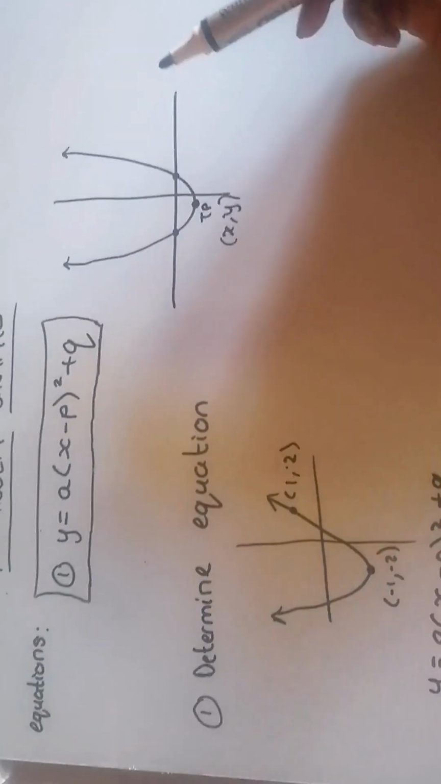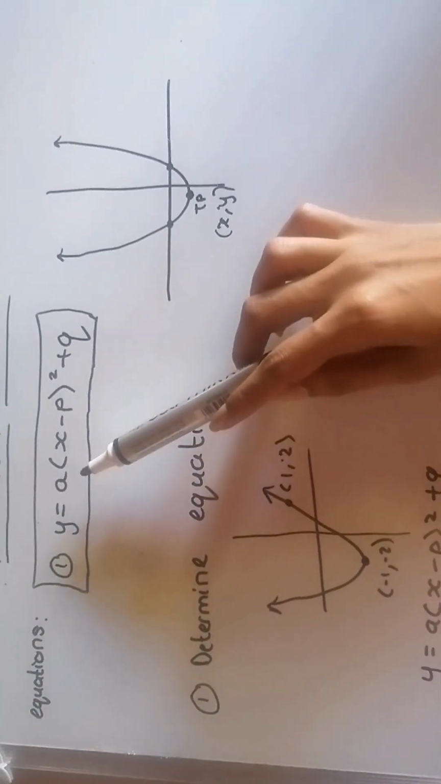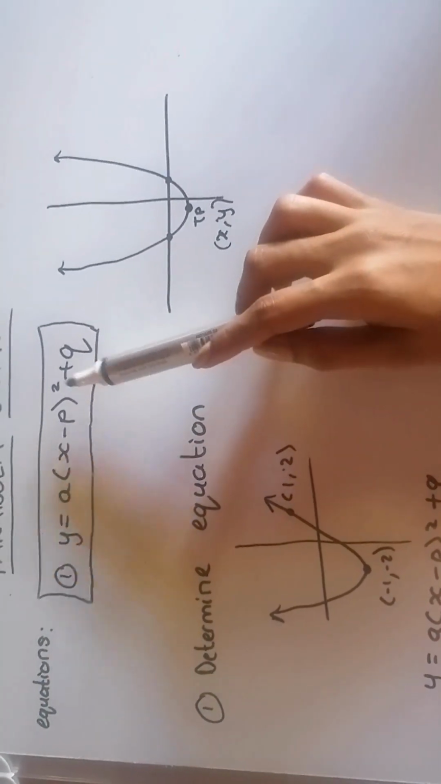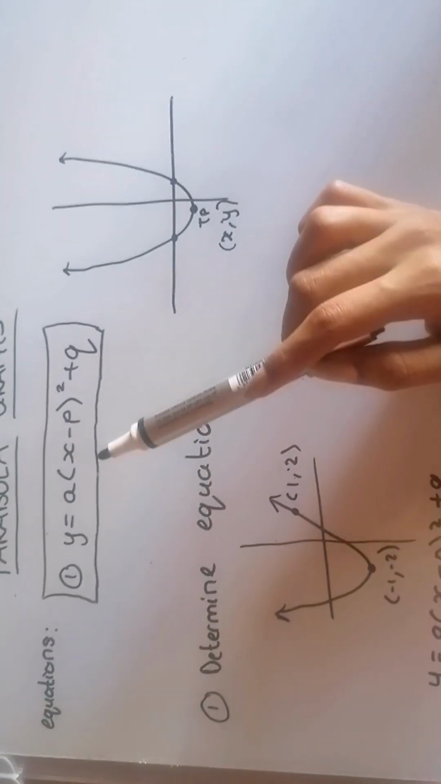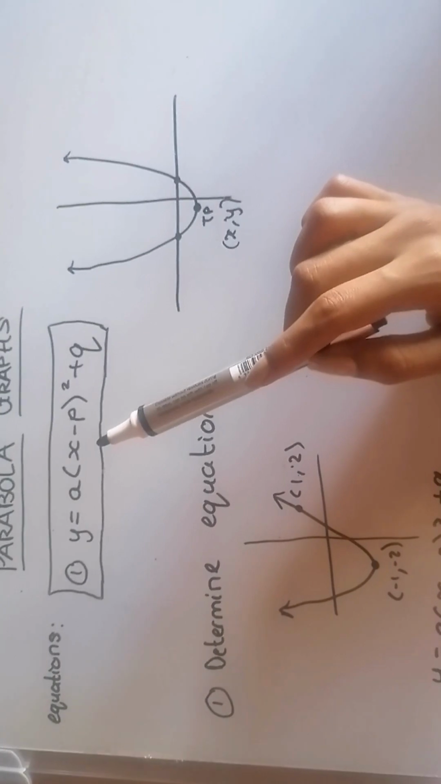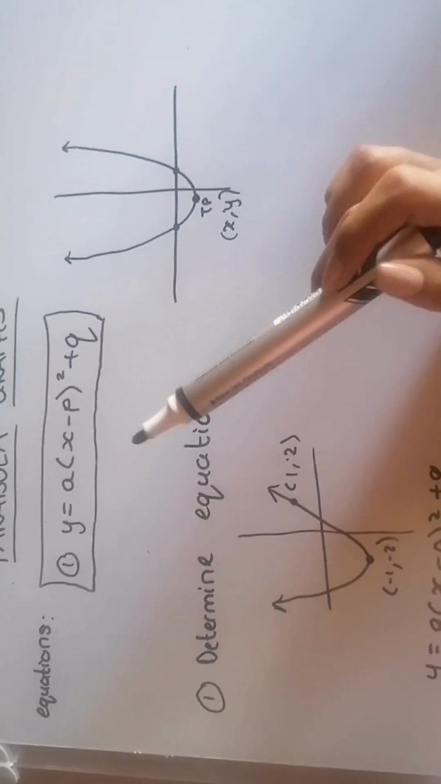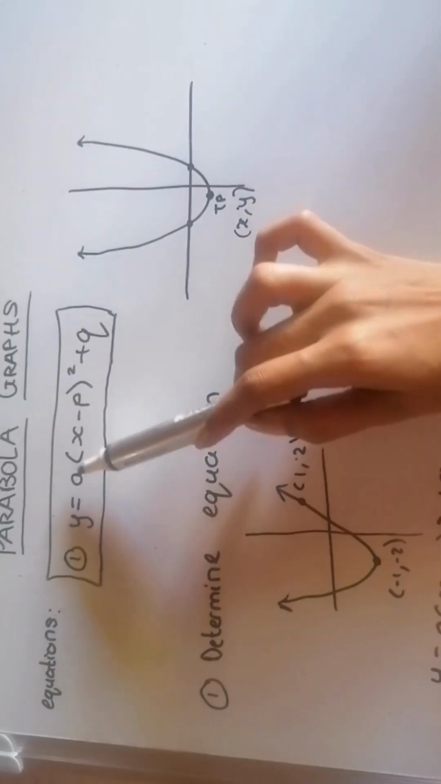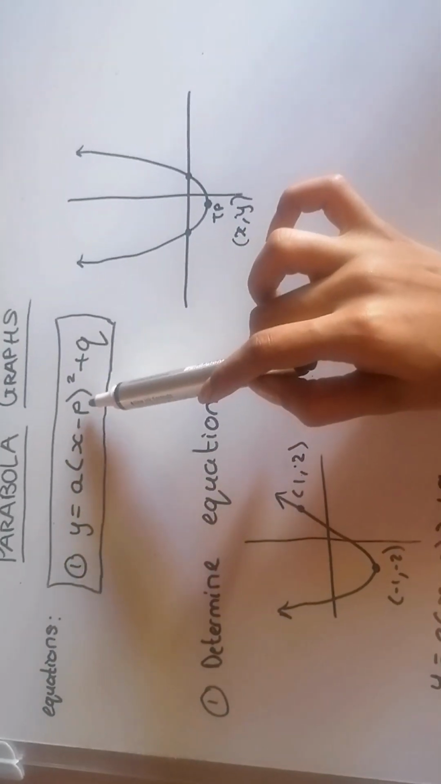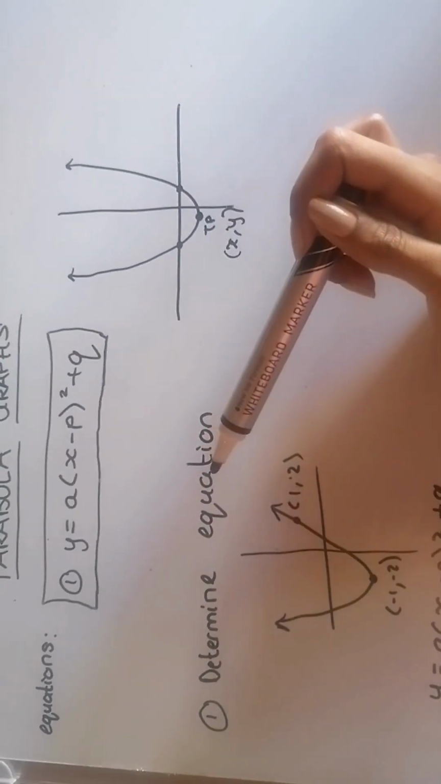Okay, so this is the equation that we work with. Well, the first one, y is equal to a, open brackets, x minus p squared plus q. So remember in your straight line equation, we had to find certain letters that had to be changed into numbers. It was your m and your c. In this graph here, it's going to be your a, your p, and your q that we need to fill in as numbers when they ask us to determine the equation.